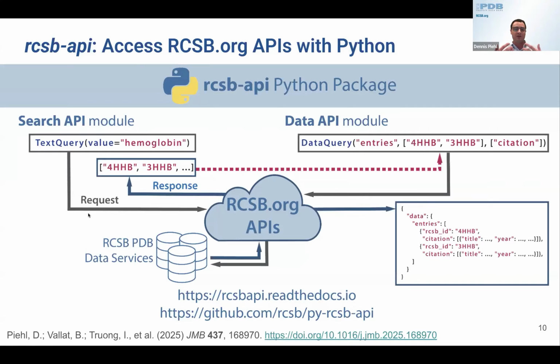And the way that we introduced support for them was by creating a dedicated module within the Python package for each API service. So the search API service has its own search API module, which lets you perform all of the activities that you can perform using our search API on our site. And then the data API module is dedicated for the data API service and allows you to perform any of the functionalities that our data API on our site can perform.